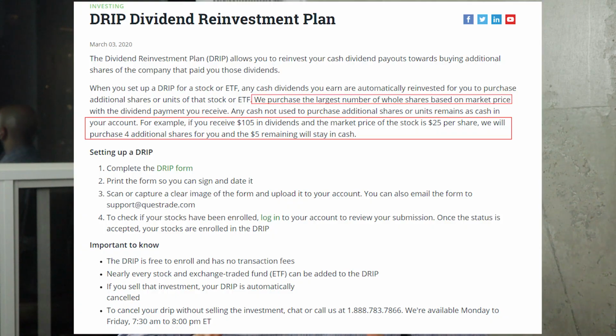Back to one of my previous points early in the video about a synthetic DRIP, like with Questrade. If you note the fine print or the conditions, it only purchases whole shares. This is not a real DRIP where you get fractional shares. Any amount in excess of a share, you'll get in cash. So if you get a dividend and it's not even enough to reinvest into one share, you'll get the entire amount deposited into your account as cash. You'll get no new shares.